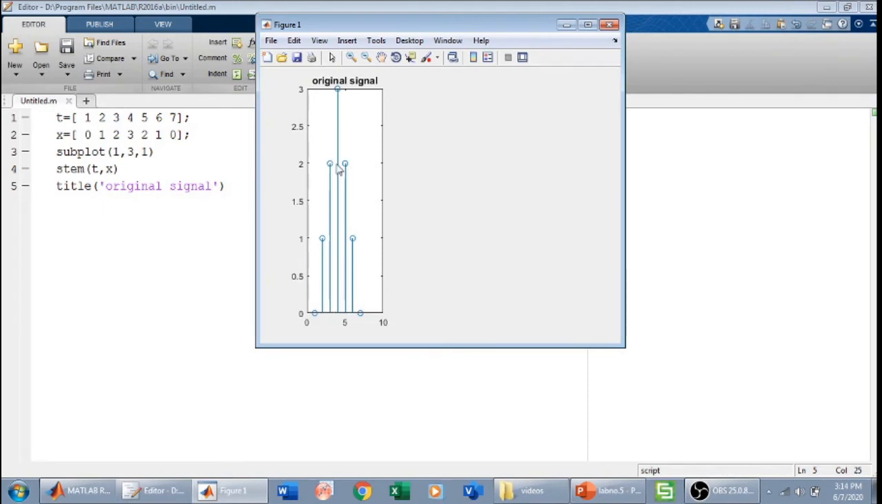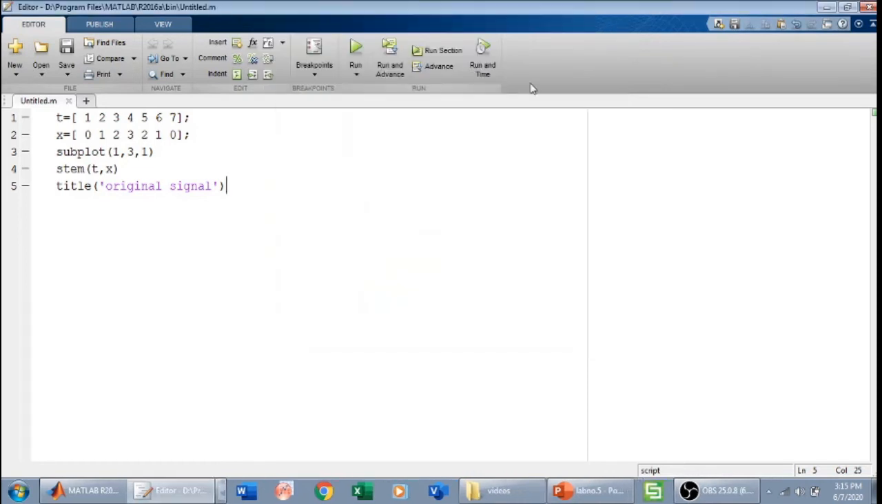So you can have a look, the original signal has been plotted here. At t is equal to 1 it has 0, at t is equal to 2, 1, at t is equal to 3, 2, and so on. So we have plotted the original signal. Now we will plot the delayed signal. To plot the delayed signal, I want to shift this time matrix by 3 units. I want to delay this time matrix by 3 units.